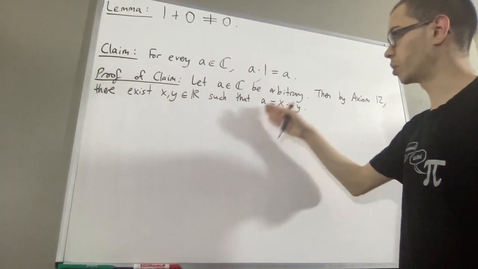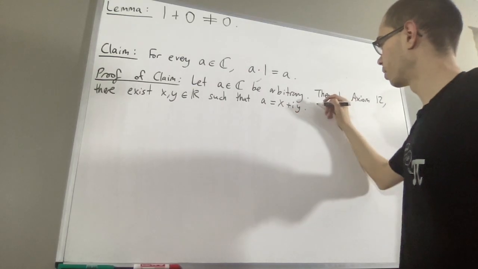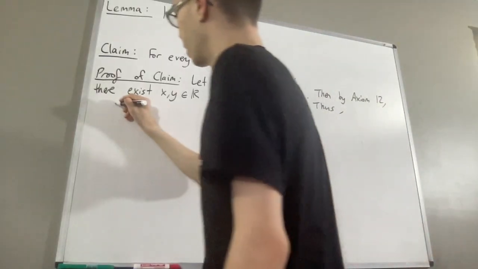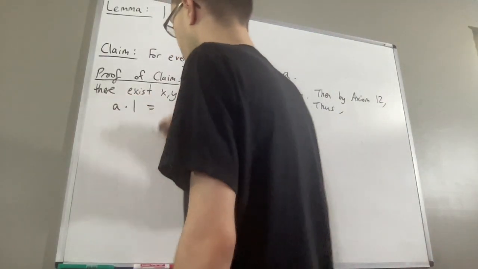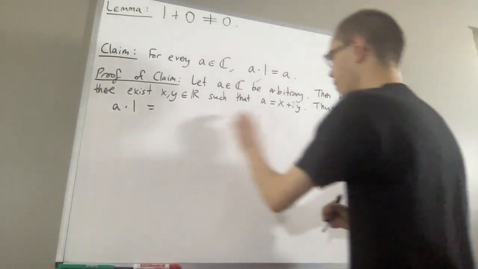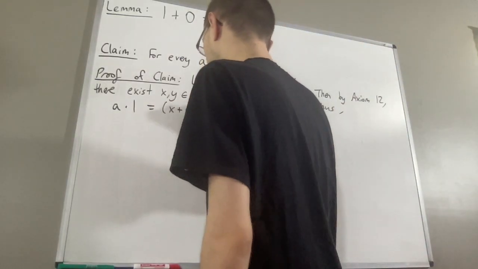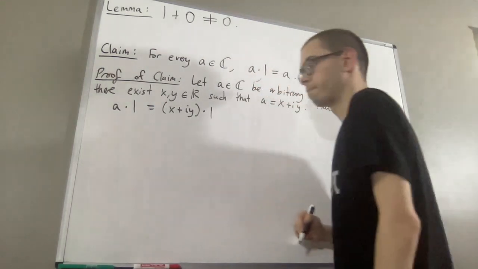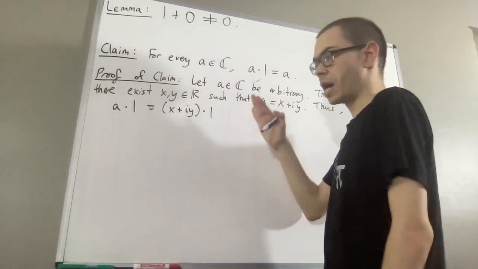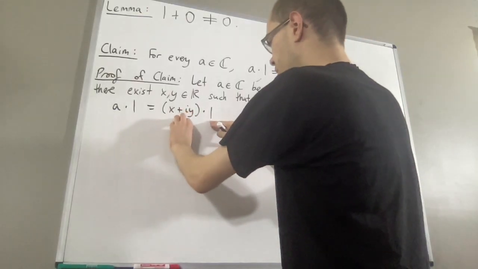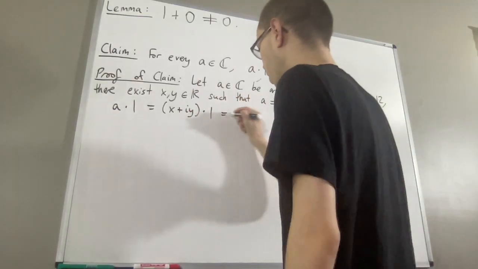So now let's multiply both sides of this equation by 1. So what we're doing here is, we're doing a times 1. Well, let's substitute a for x plus iy. So this is (x plus iy) times 1. Now, by the commutative law for multiplication, we could swap x plus iy and 1 around.